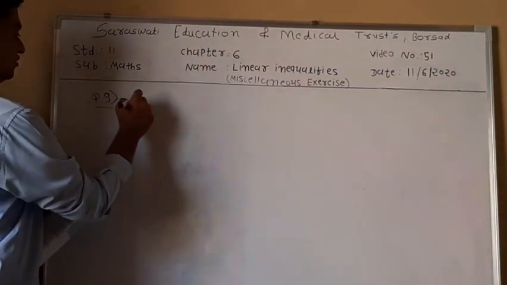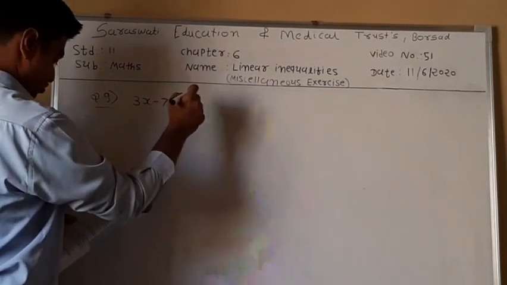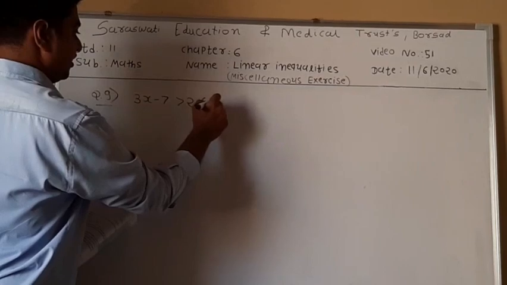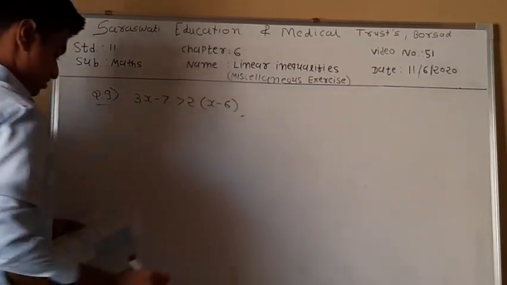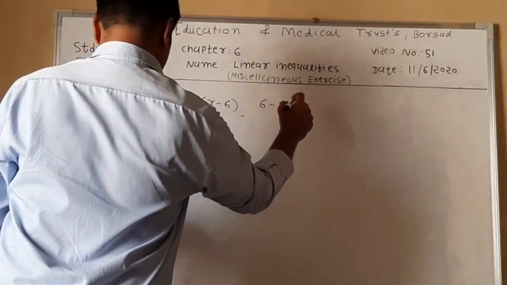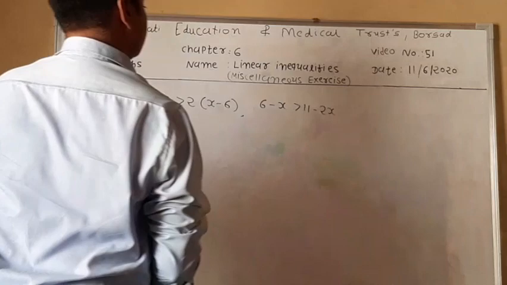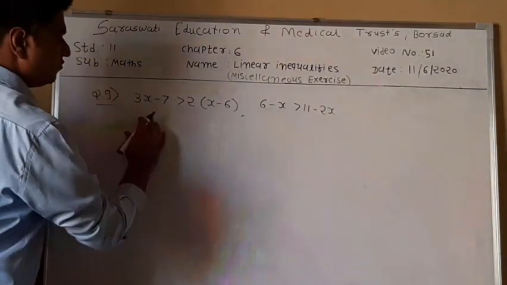Question number 9. 3x minus 7 greater than 2 into bracket x minus 6, and another inequality 6 minus x greater than 11 minus 2x. So again, the same method applies.